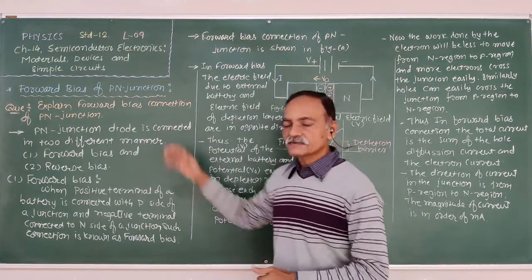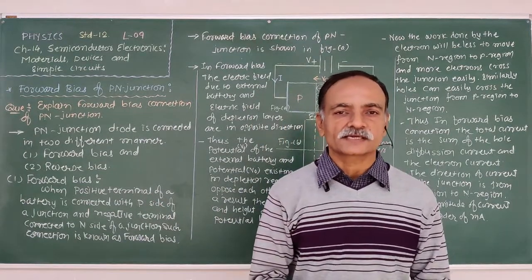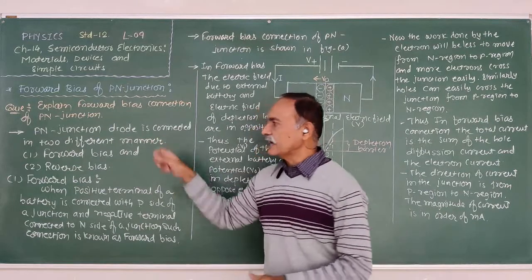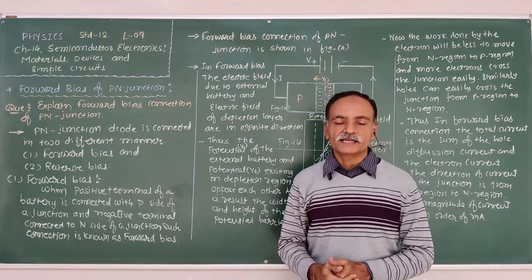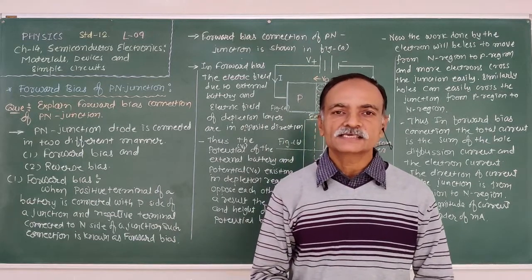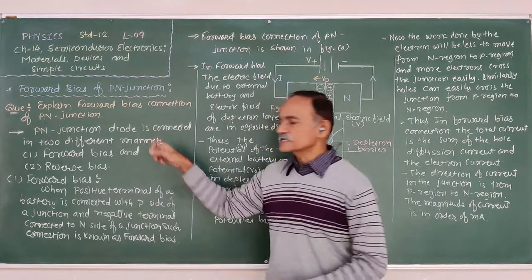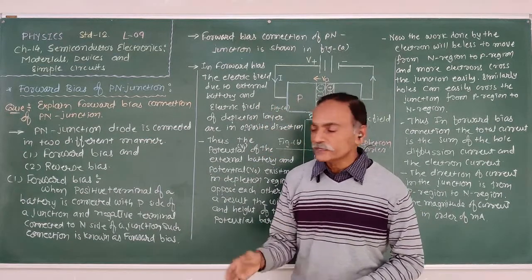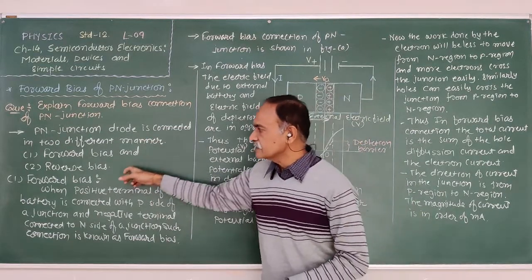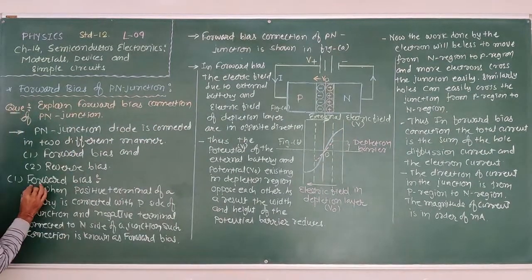First, we discuss the different types of connection of a PN junction. A PN junction diode is connected in two different manners as per our requirement: first is forward bias, and second is reverse bias. Now, what is the forward bias connection?